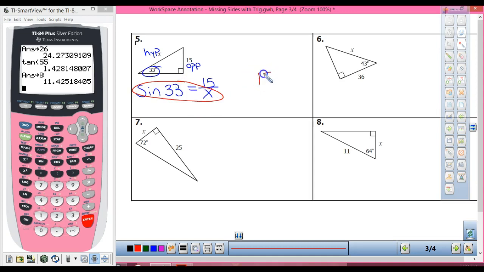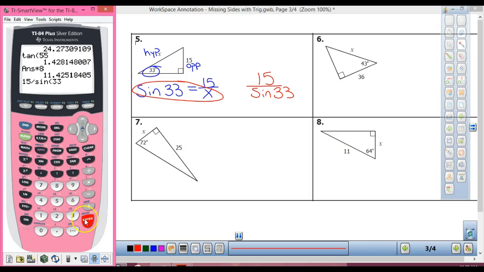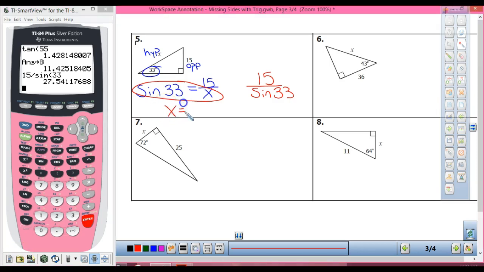Okay? So it's 15 divided by the sine of 33. So I think on most of your calculators, you can just go 15 divided by sine of 33. I feel like with the little calculators, there's something else. All right, so x is 27.5.